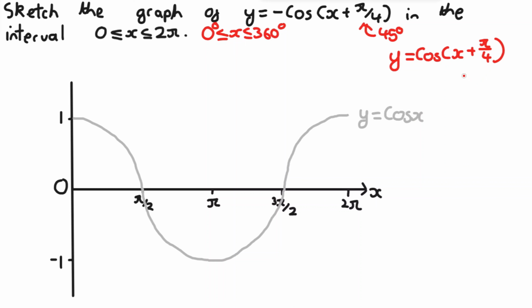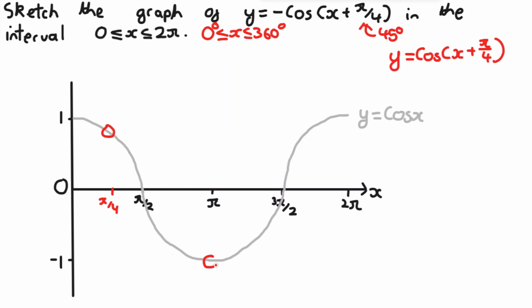So this is an inside the function translation, so it's going to have the opposite effect of what you're expecting. It's going to shift everything to the left by pi over 4 or 45 degrees. So we can see that this here, which is at pi over 4, is going to become the new y-intercept here. And we can also see that this root here at pi over 2 is going to be shifted to pi over 4, so this is going to become the new root.